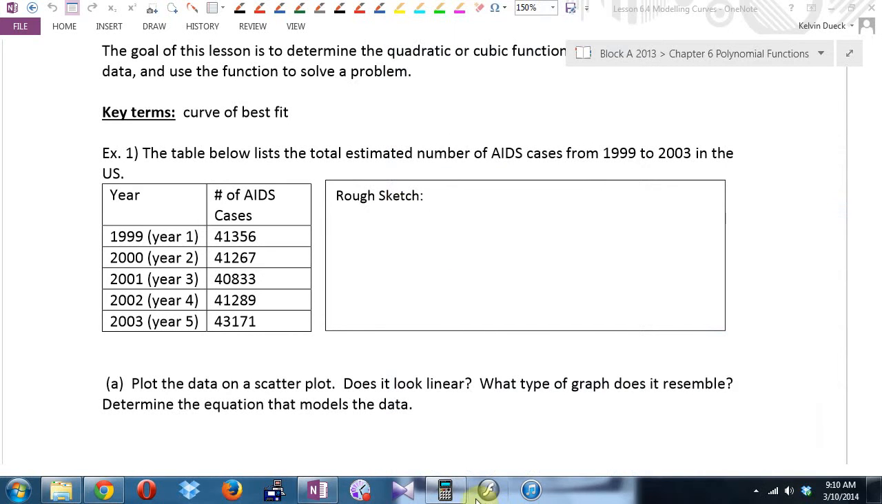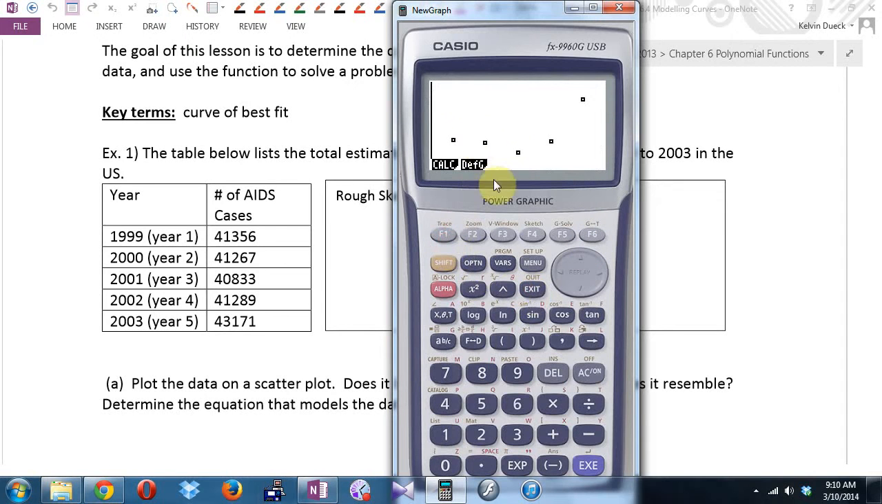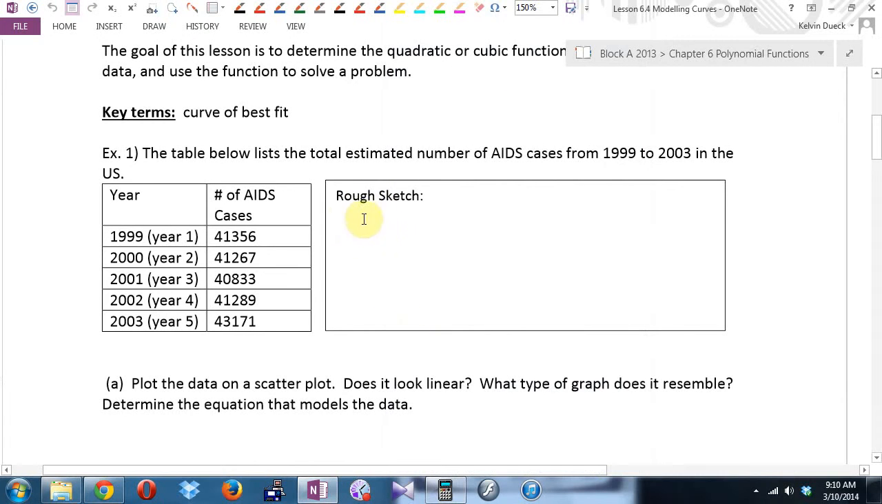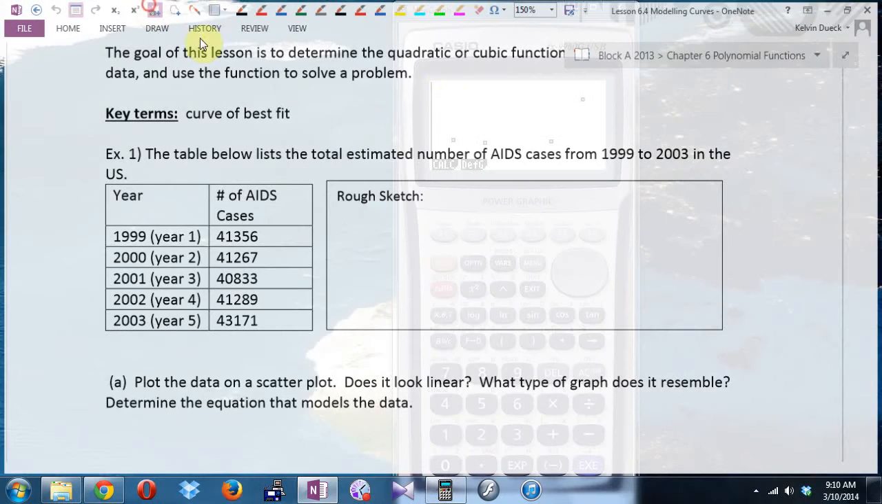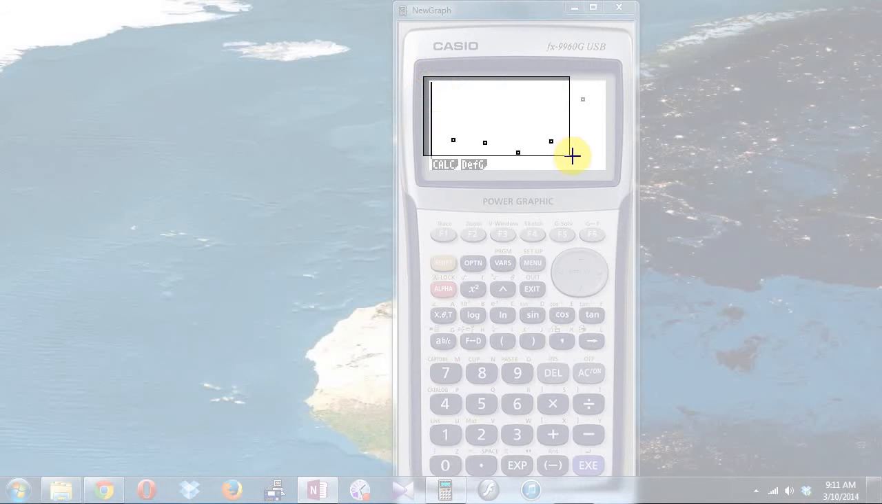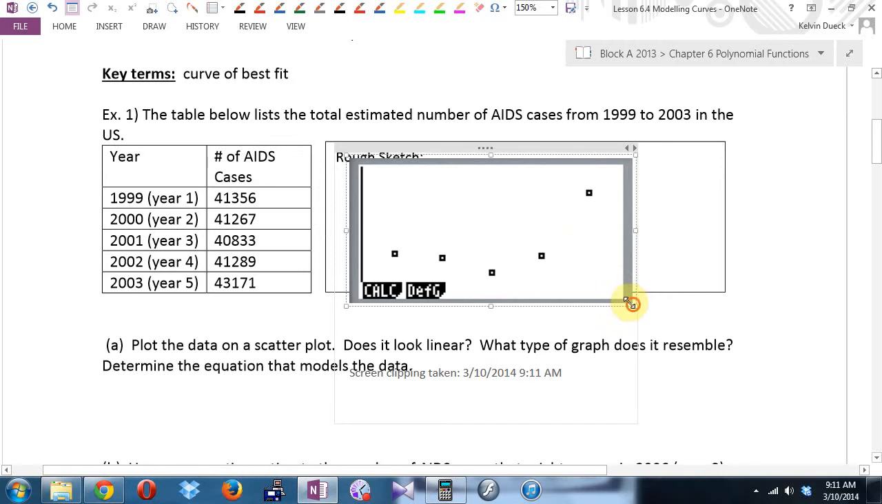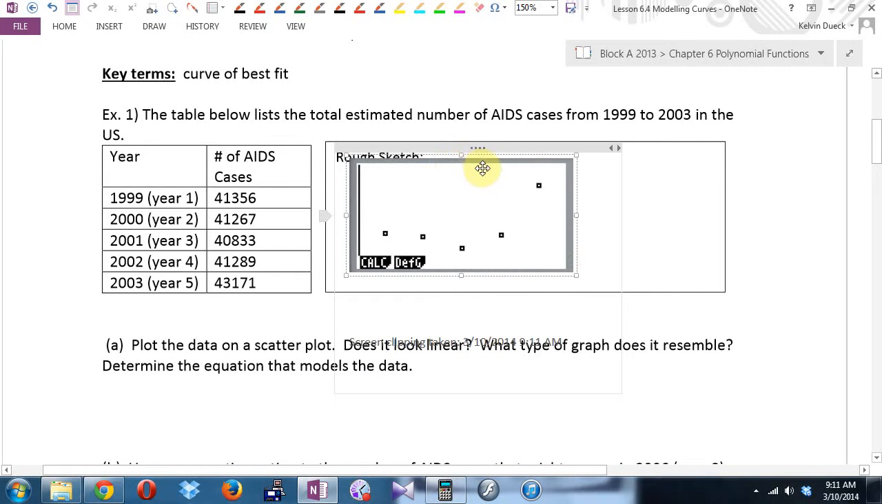I wrote here rough sketch, so I'm going to very quickly exit for a second and go back to this scatter plot. Here's my rough sketch. So, folks, you can roughly trace that into here. I'm going to cheat a little bit, and copy it because I can. Make it a little smaller. So here's my rough sketch. You can just kind of trace your own.